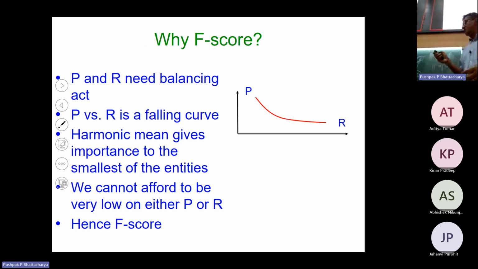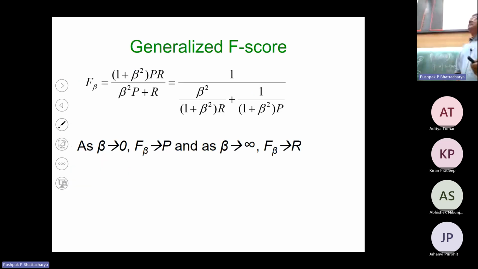So we come up with this measure called the F score, the F beta score. The F beta score is written by this formula: 1 plus beta square times P into R, divided by beta square P plus R.